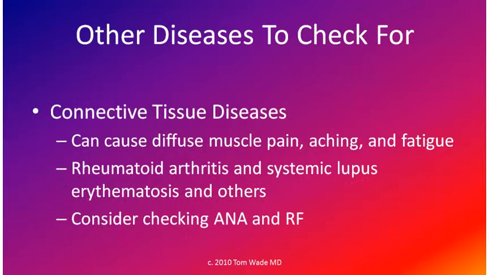Connective tissue diseases such as systemic lupus erythematosus and rheumatoid arthritis can also cause diffuse musculoskeletal aching and fatigue. If the doctor suspects one of these diseases, he'll order an ANA, an anti-nuclear antibody, and a rheumatoid factor. However, if the physical exam is completely normal, we usually don't check these tests because they are often falsely positive and lead to a lot of unnecessary extra testing.